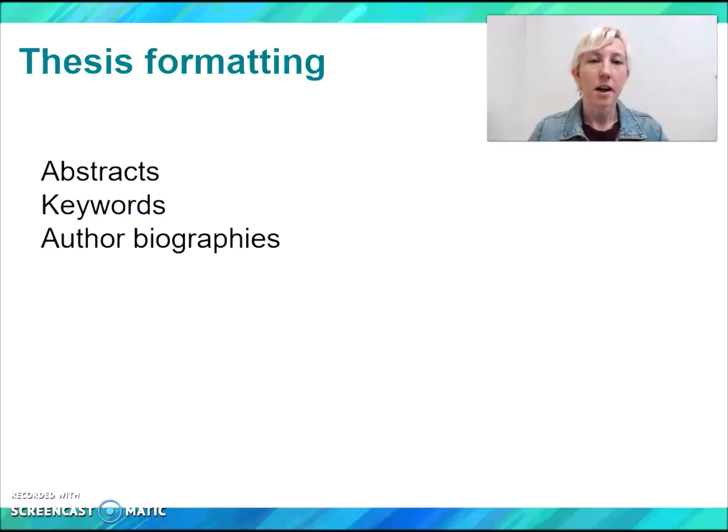Okay, next. The other thing, there are some elements of papers that generally aren't included in a thesis, so things like abstracts or keywords or author biographies. You can decide whether you keep those in or out. And it's not a big problem, but probably just something you want to think about.